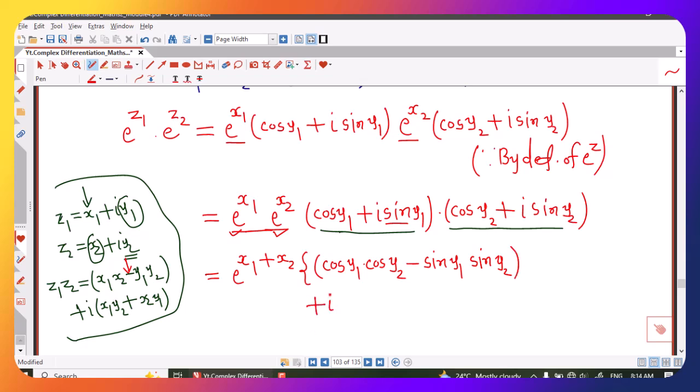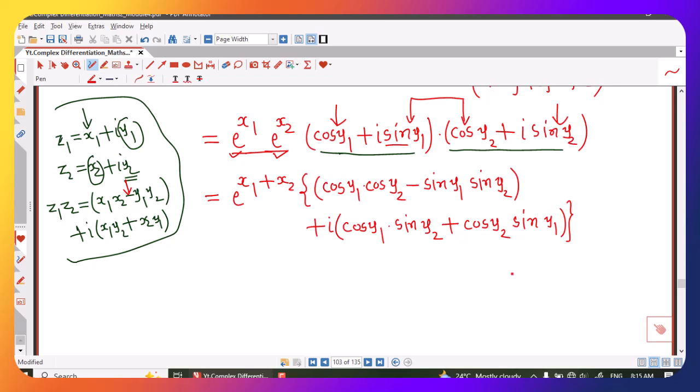plus i times, now we will consider real into imaginary. If I consider cos y1 here, I will consider sin y2 imaginary part with the real part, cos y1 into sin y2, that is real part of first into imaginary part of second, plus real part of second multiplied with imaginary part of first. So cosine of y2 into sin y1. So here using definition of product of two complex numbers, we get this. Now we try to simplify this.